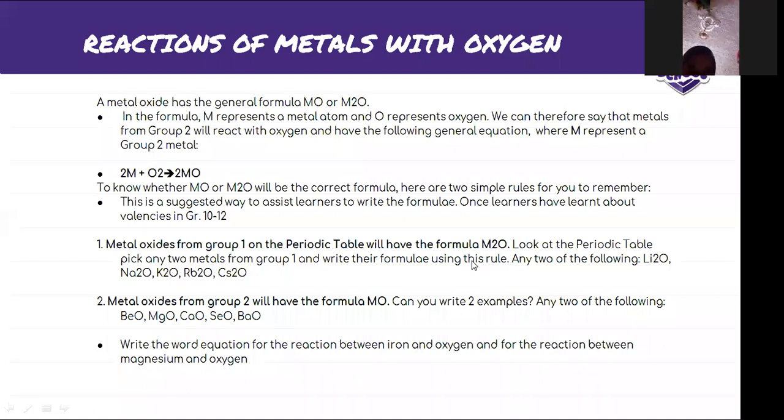Very good. I can see that iron plus oxygen will give you iron oxide, and that's correct. What about magnesium? The first one is iron and oxygen. Yes, that's correct. What about magnesium and oxygen? Another word equation. Perfect. The way your answers are coming in, they are perfectly correct.